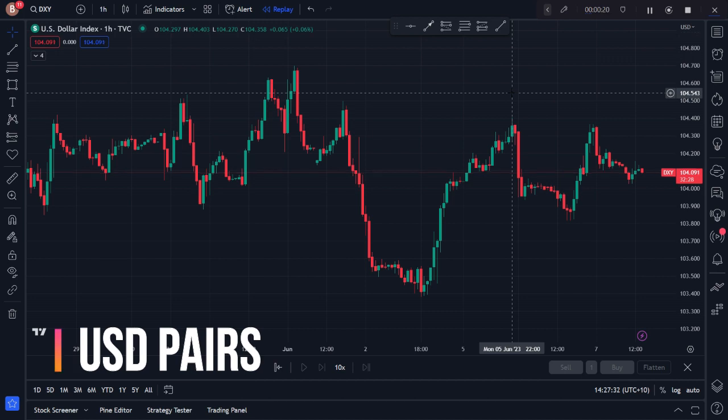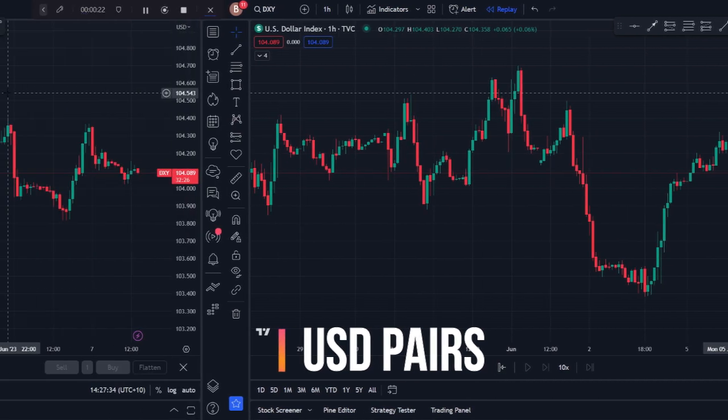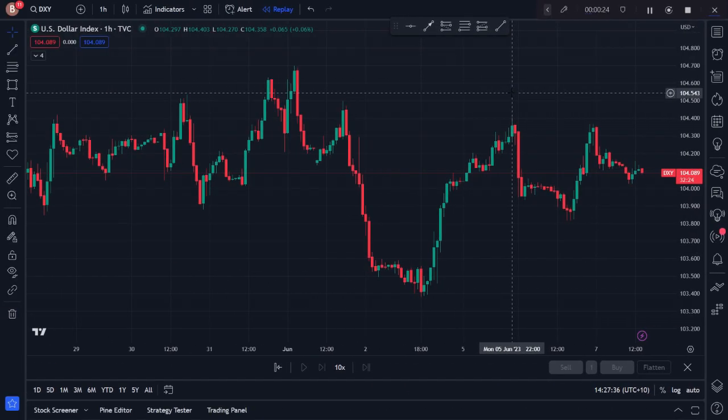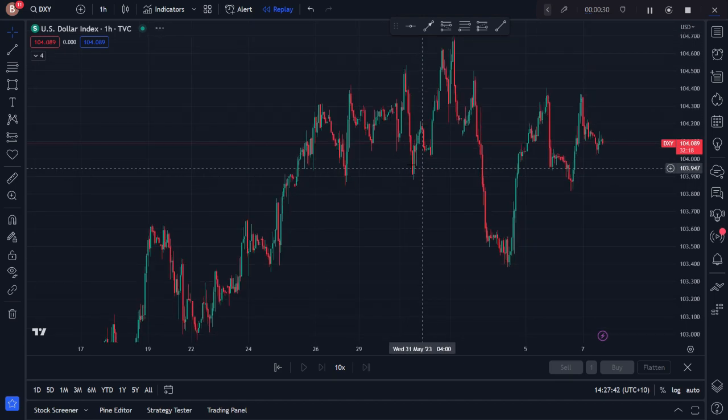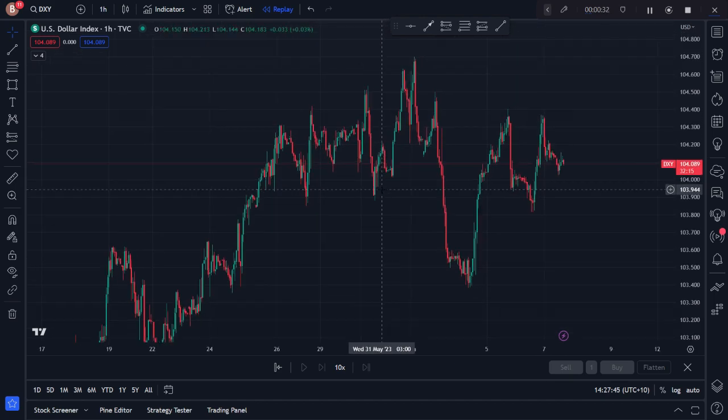So some of my favorite pairs are USD pairs, and the reason for that is because of this DXY here, or the US dollar index. Now this cannot be traded in the world of Forex. However, it does give us a great indication of where the other pairs are going to move.